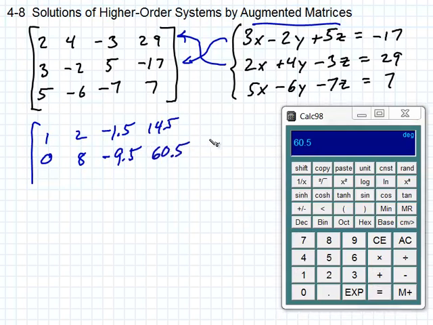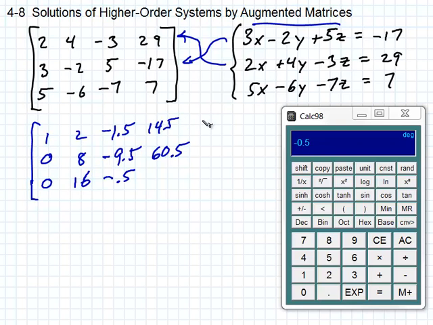Now I want to take this same top row and take 5 times this row minus this to get a 0 in the first place down here. So 5 times 1 is 5, minus 5 is 0. 5 times 2 is 10, minus a minus 6. So 10 plus 6 is 16. 5 times minus 1.5. So 1.5 and change the sign times 5. And then I'm going to subtract a minus 7. So add 7 is minus 0.5.